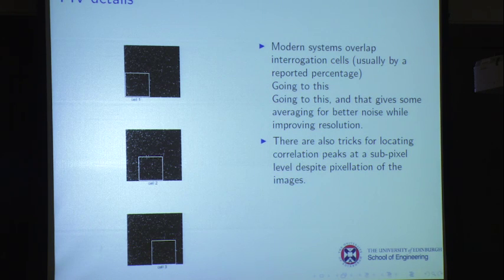There are a lot of tricks for locating correlation at the subpixel level. The techniques actually come from signal processing in communications, and they work very well. So you can trust the subpixel locators, that kind of thing. Yeah, so most of you don't pay attention to what goes on inside.